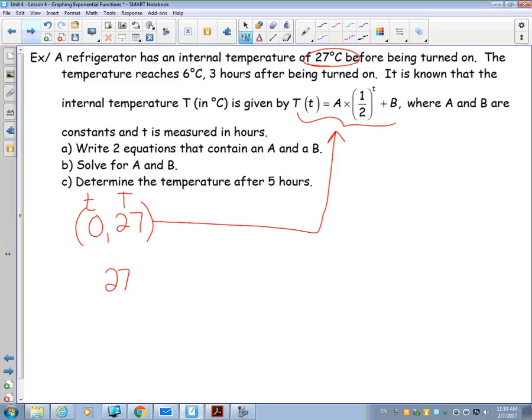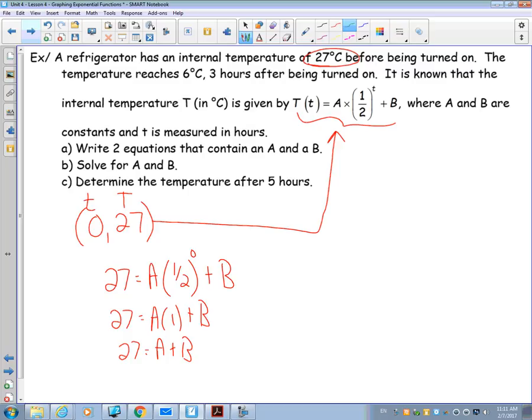So if I take those and I put them into the equation, we're going to end up with temperature being 27. I don't know what A is. I see a 1/2 there, so 1/2 to the time T. T is 0 minutes. I don't know B. I can simplify this equation. What's 1/2 to the power of 0? That's just 1. Or in other words, I can make an equation that A plus B has to be 27, by taking information that I was given.